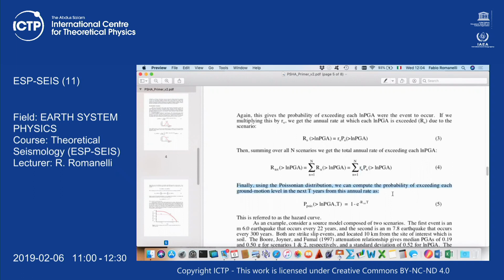Now that's the key point. The probability of exceeding that ground motion in a given period T, capital T. Now your homework will be to go back to that T. Okay, what is this probability? Well, the probability of exceeding this in a period T is 1, to be sure, minus the probability that those events will never occur. That's why Poissonian is useful. It's this.